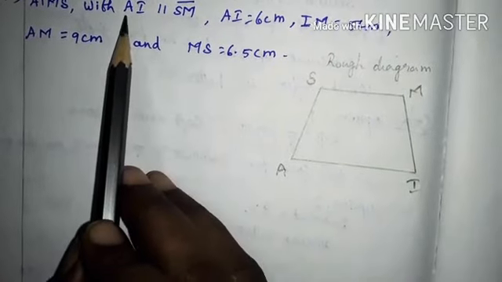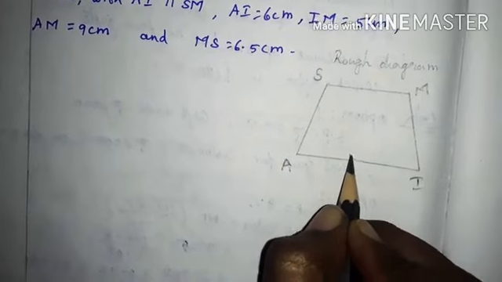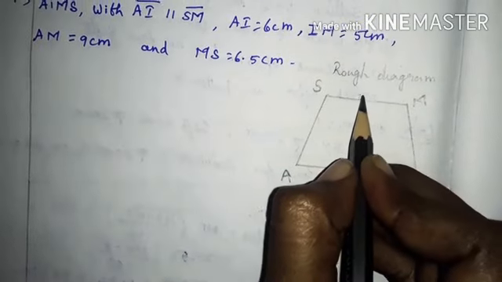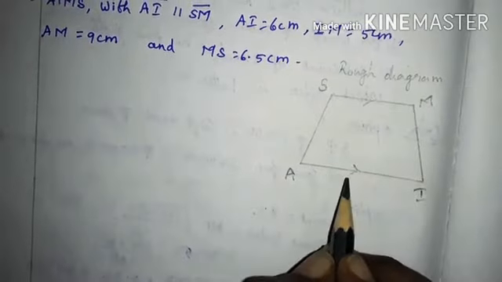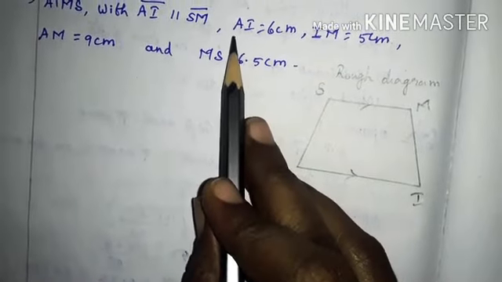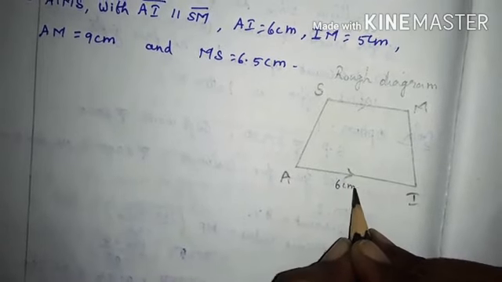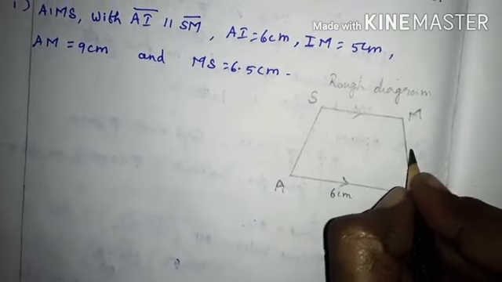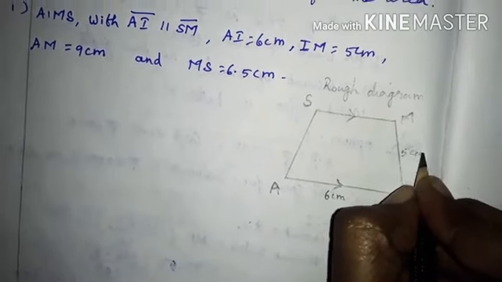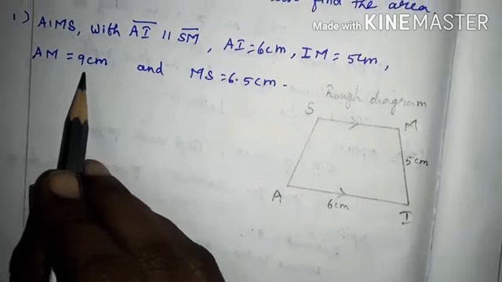For that, AI is parallel to SM. That is AI, this side is parallel to SM. These two sides, they have given us as parallel. The next measurement given is AI equal to 6 cm. Then IM, which is given as 5 cm. And AM equal to 9 cm.